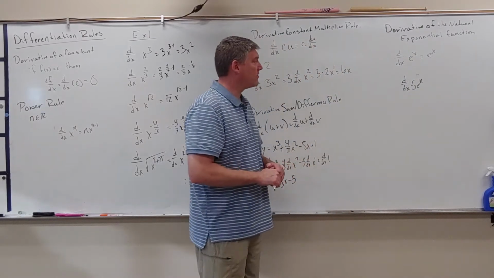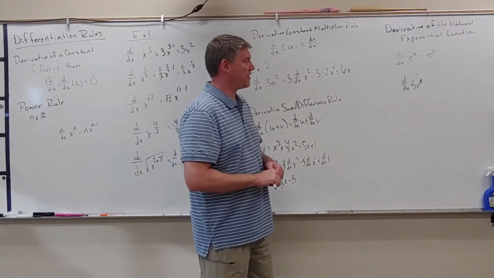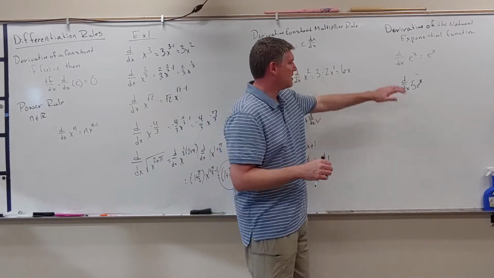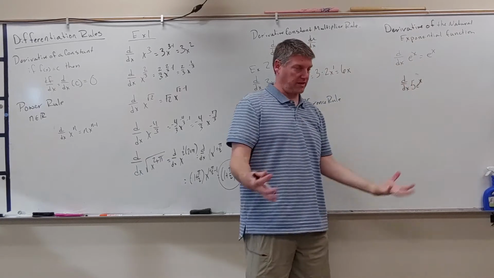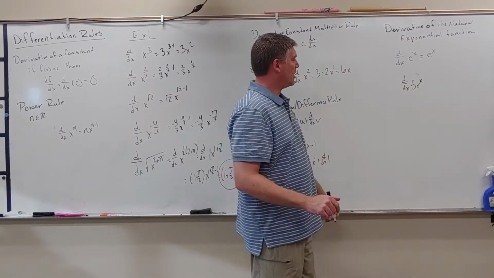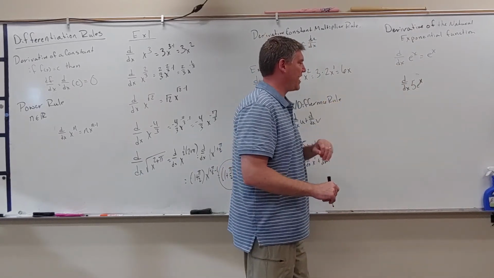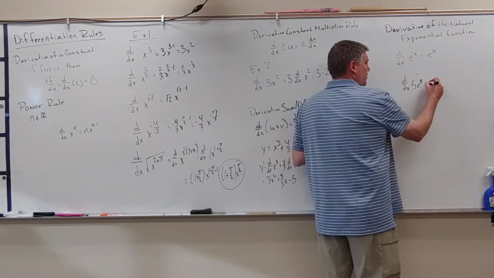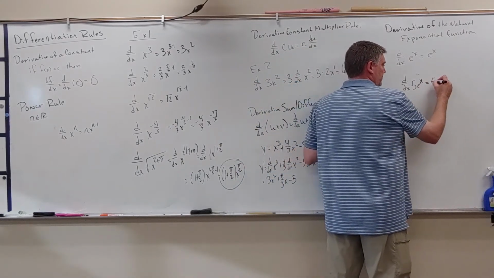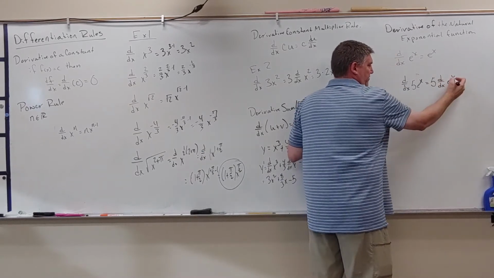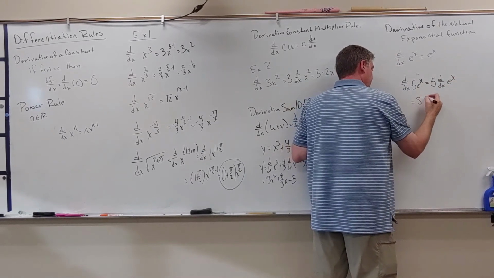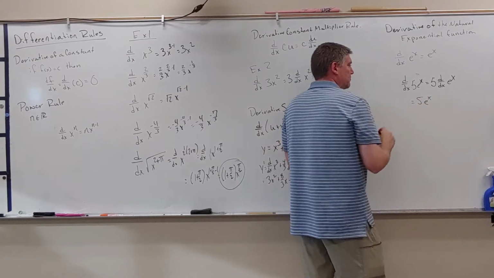The derivative of a natural exponential function, so that's e to the x. This one's nice. The derivative of e to the x equals e to the x. It's itself. So here I have the derivative of 5 e to the x. The first thing I'm going to do is pull out that constant: 5 d dx of e to the x. The derivative of e to the x is e to the x, so 5 e to the x.